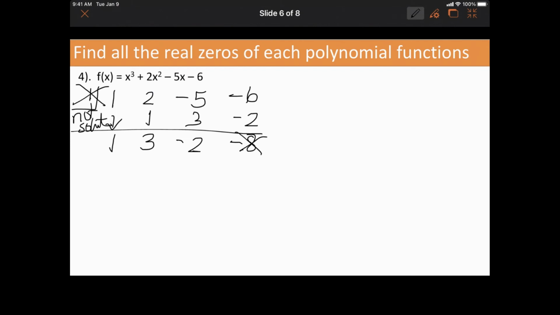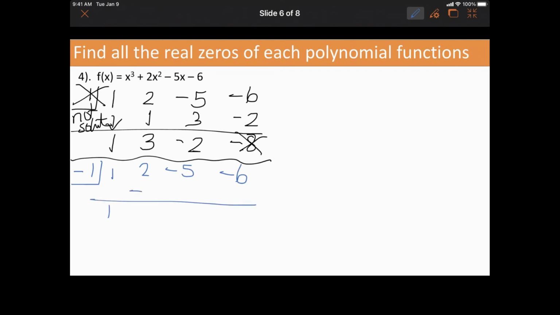Okay, so now we got to try another one. Now I'm going to try -1. Okay, 1, 2, -5, -6. So bring down number 1, multiply, -1, add down. Multiply, -1, add down, that's -6. Multiply, -6 times -1 is +6, 0. Ding, ding, ding. Okay, that tells me that x equals -1 is the solution.